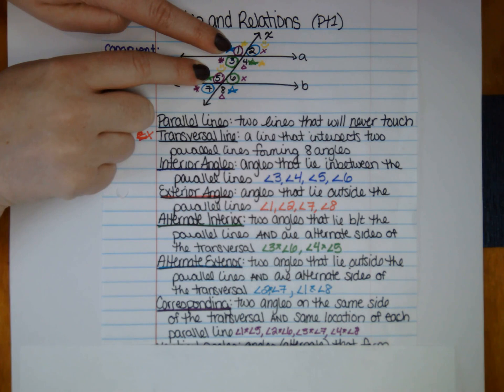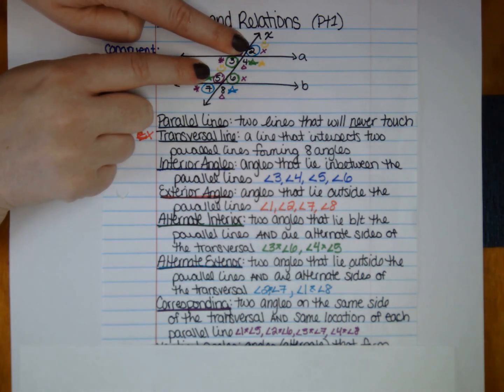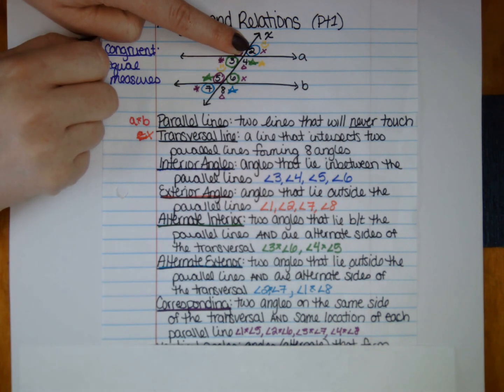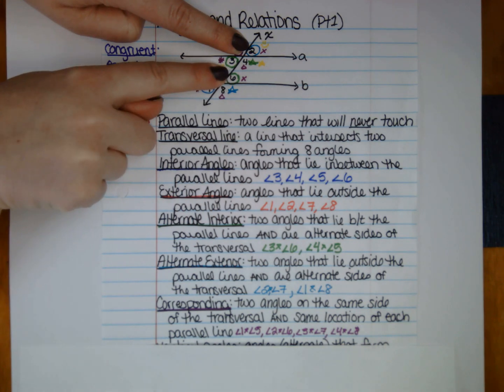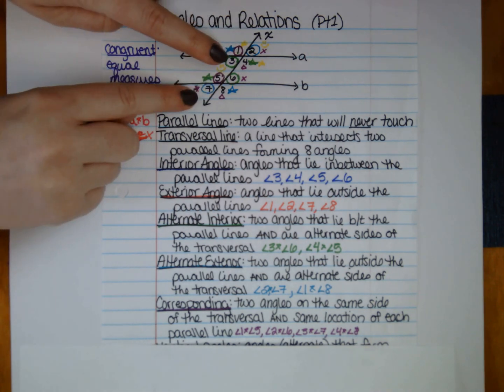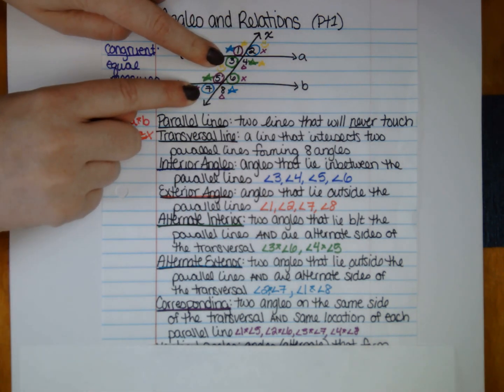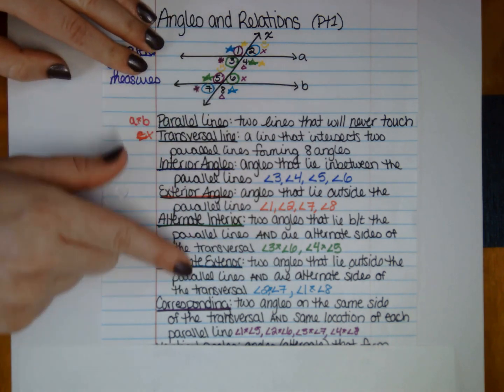If I look at angle 2, it's above and to the right of the transversal. The other one that's above and to the right would be angle 6. So angle 2 and 6 are corresponding. If I continue that pattern, below and to the left would be 3 and 7, and below and to the right would be 4 and 8. So we have 4 sets of corresponding angles.